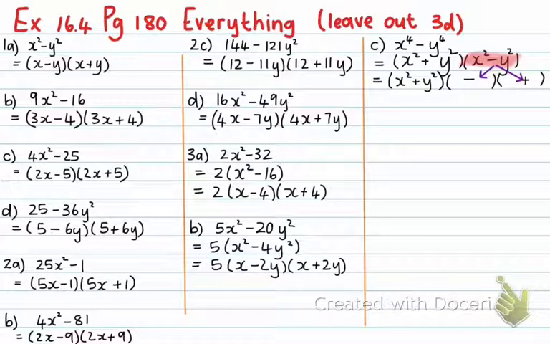Now take the square root of the first term. So what is the square root of x squared? It is x, so x is the first term in both those brackets. And now you take the square root of y squared, and that is going to be y. So y is the last term in both your brackets. And I'm done.